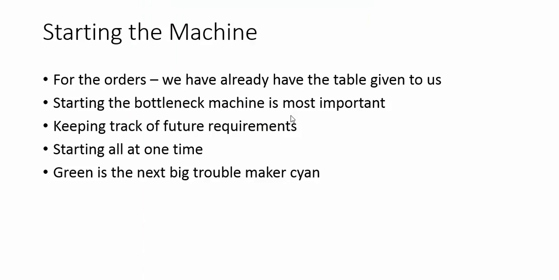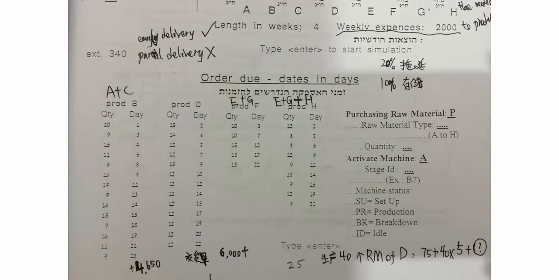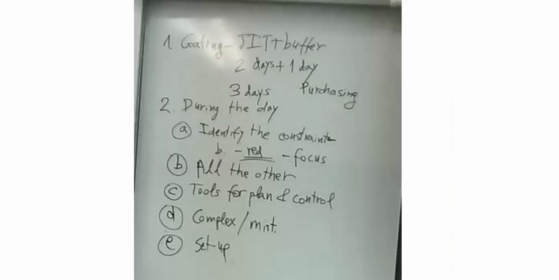So there is one thing that we are already given that we have to just implement, which is the gating and purchasing of raw materials. So we already know what we are going to purchase on day 1, which is 5, 6, 14, 7, and we already derived this using the orders that we have to produce at that time. So the only thing remains is how to start the machines.